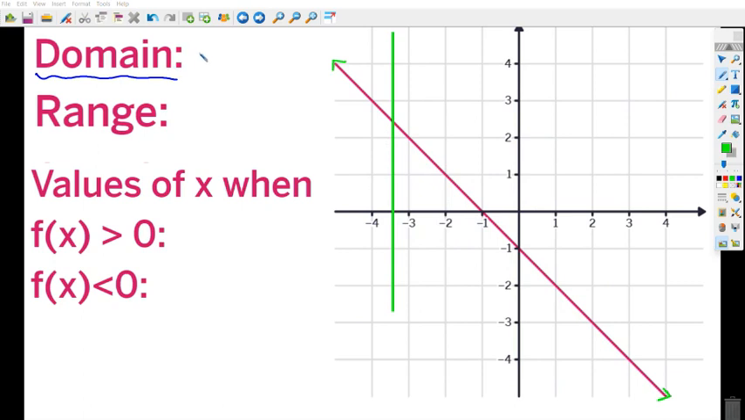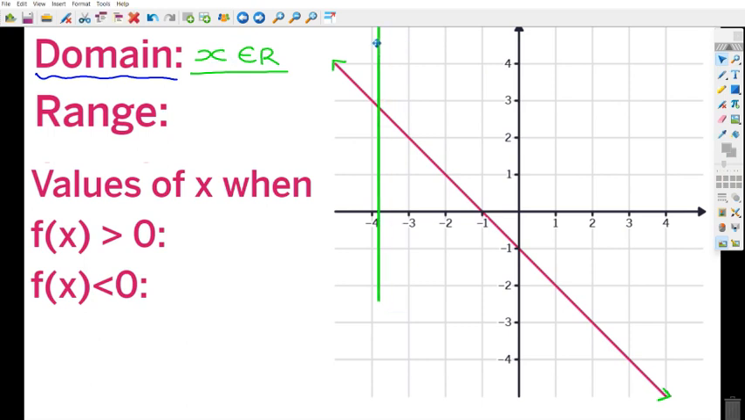So we're going to have x is an element of real numbers. That just means that for every single x value that I could possibly think of, if I put a ruler vertically up on that point, eventually that ruler is going to cross my graph there. Nice and simple.